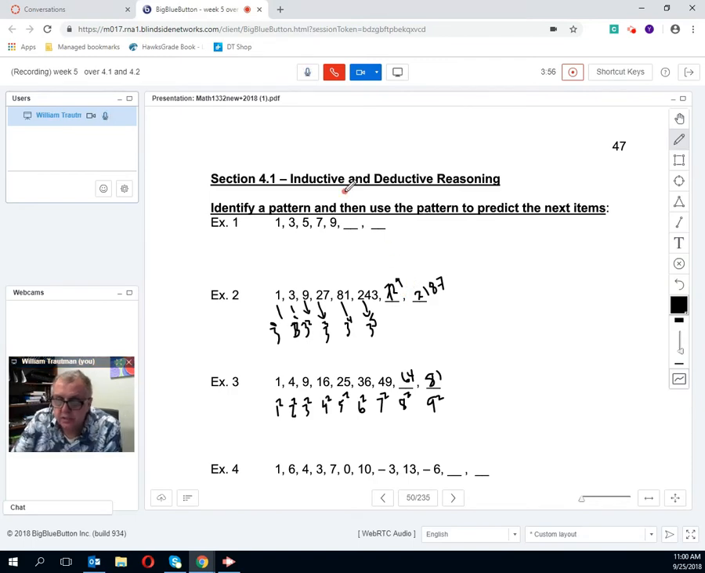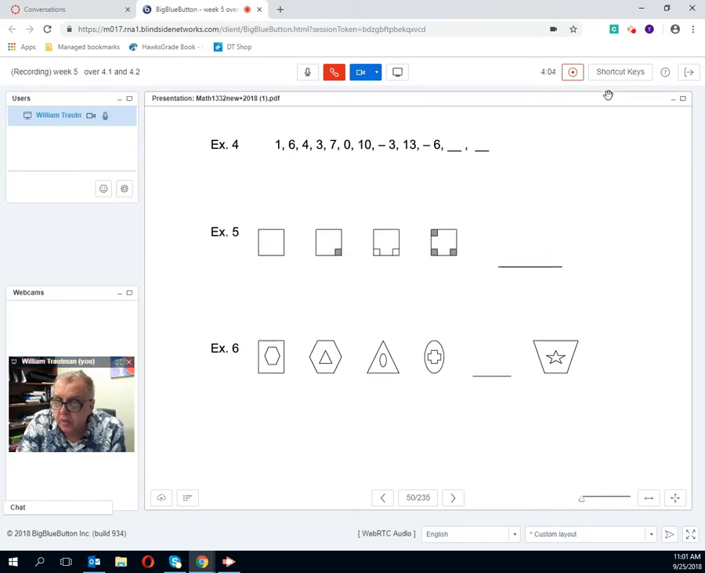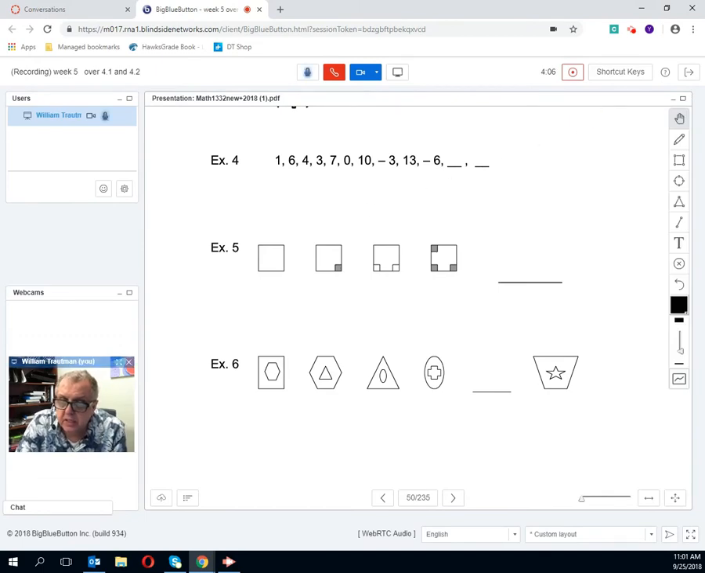Alrighty. Let's see if I can bring this up. Am I able to bring that up? Yes, I am. Okay, number 4 might be a little bit harder to figure out. 1 plus 5 is 6. 6 minus 2. 4 minus 1. 3 plus 4. 7. I don't know. Yeah, I don't see any pattern there yet.